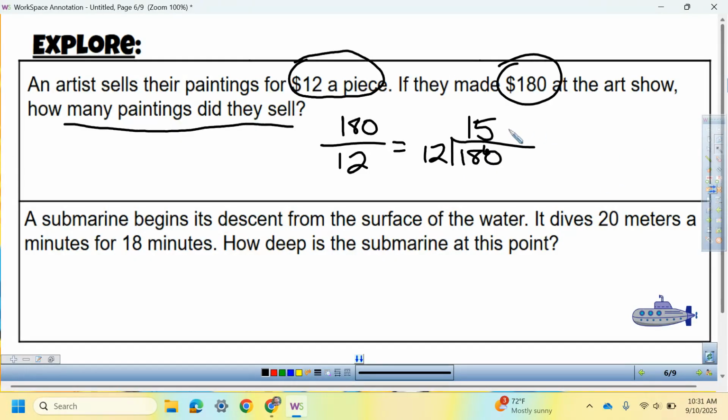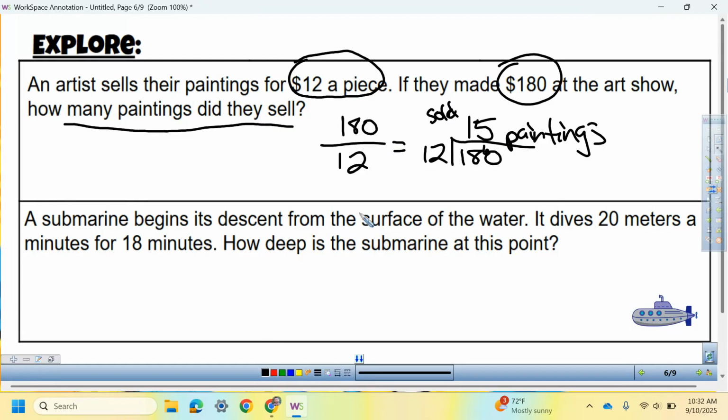Yeah, the artist sold 15 paintings. Since both of my numbers are positive, it gives me a positive answer. So, second one, let's look at the submarine.